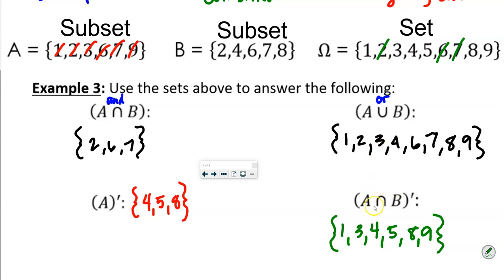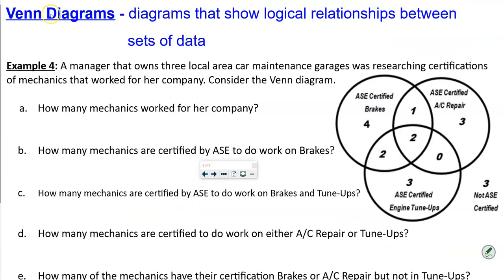So that's everything that was not in A and B, right? And we had A and B up here, so that's why we used it, okay? All right, so this next one has to do with Venn diagrams. So I want you guys to write this down on your paper. Venn diagrams are diagrams that show logical relationships between sets of data. That's what a Venn diagram is.